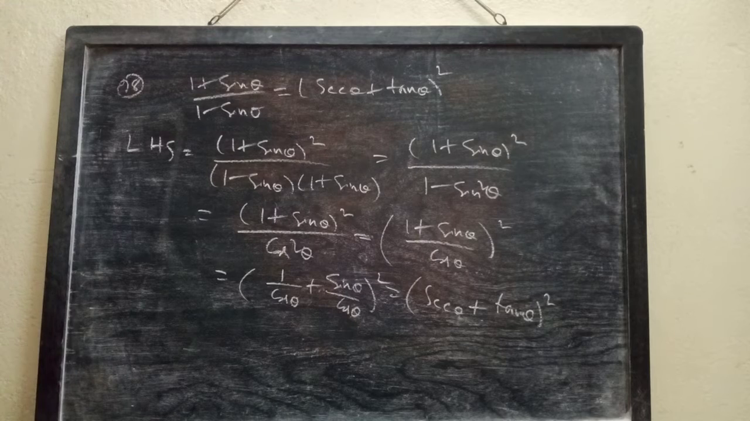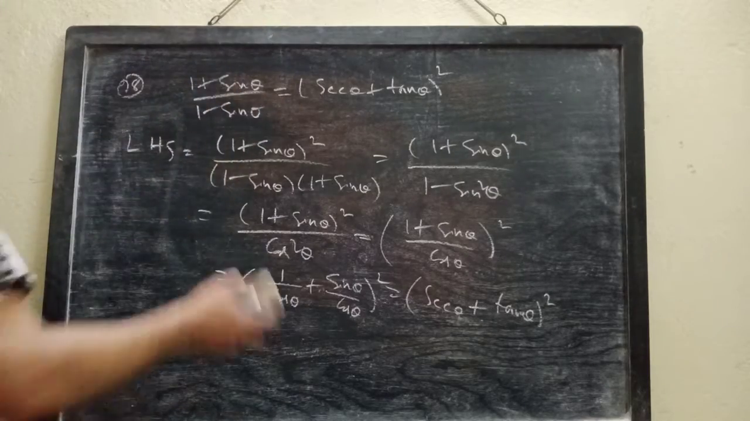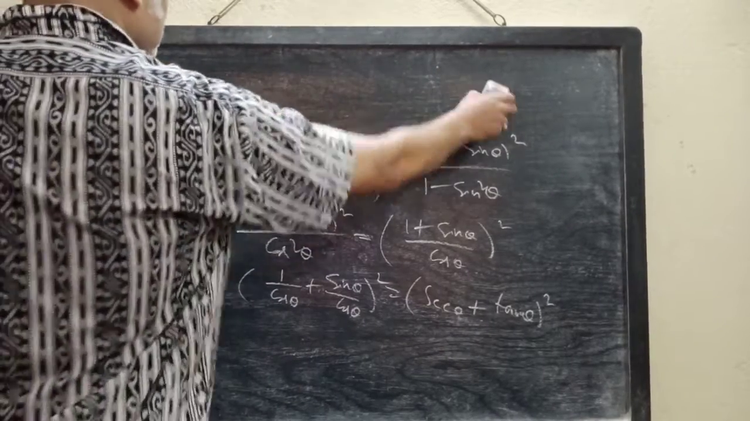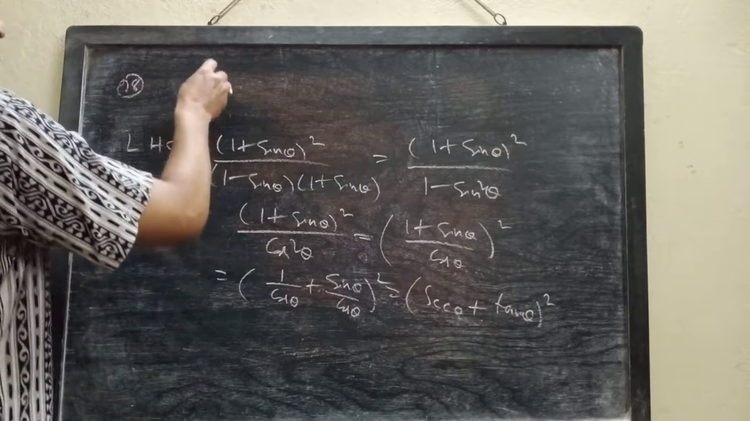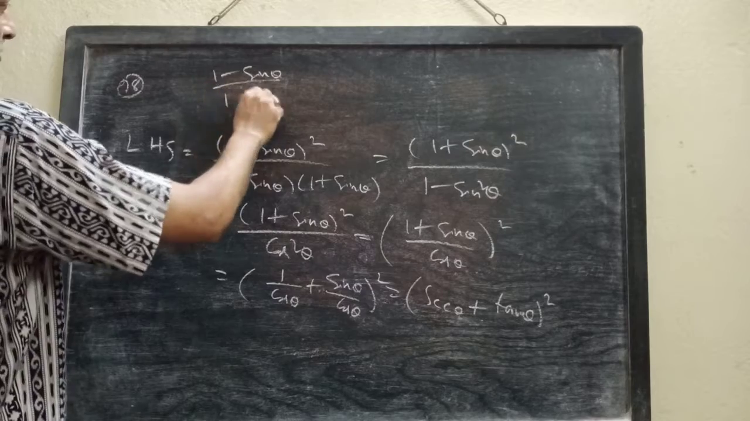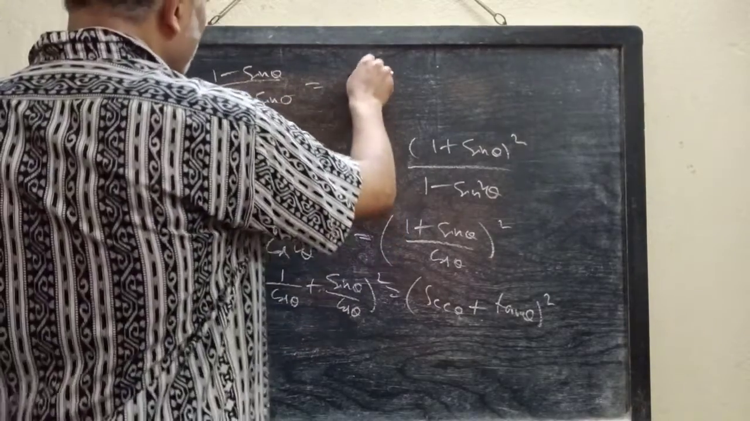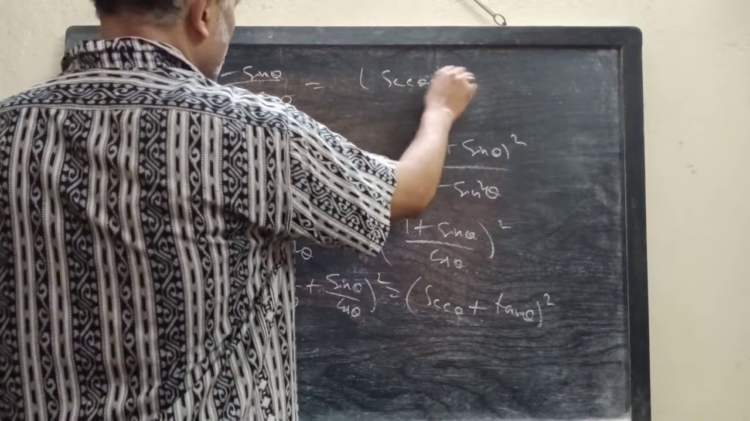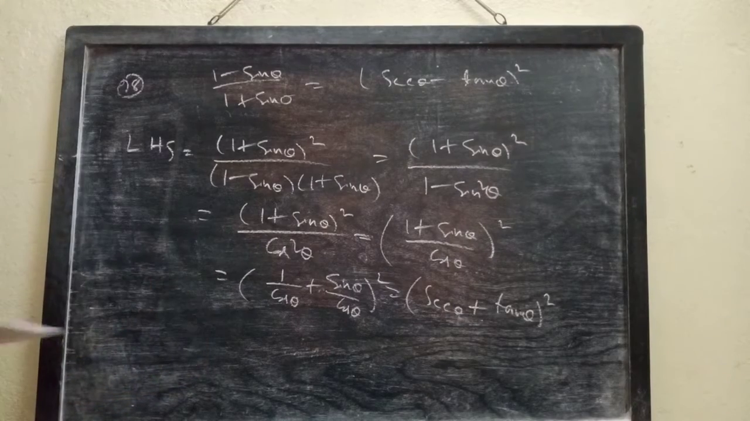Okay. So take a similar problem as homework. 1 minus sin theta by 1 plus sin theta. This will be sec theta minus tan theta whole square. Do it as homework.